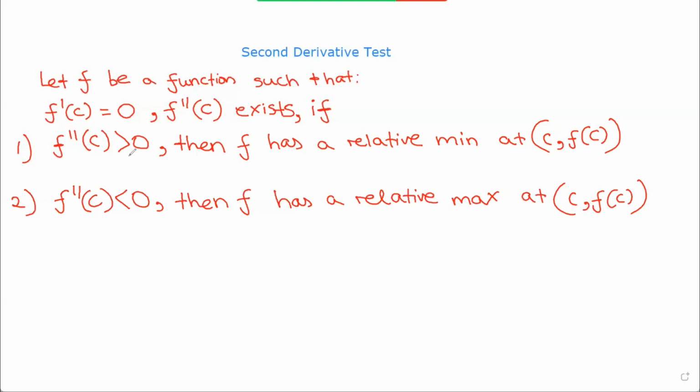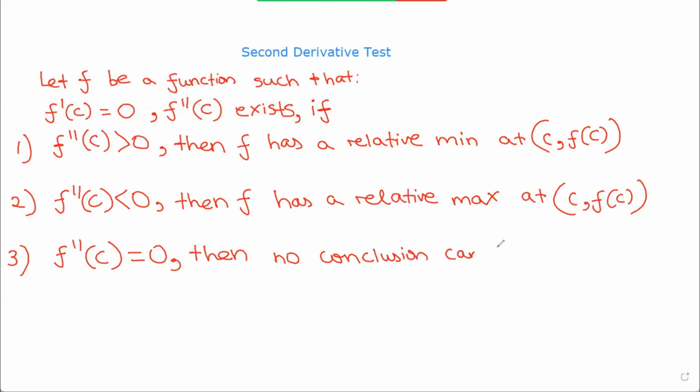Now finally, the third case is when f double prime of c is equal to 0. Then no conclusion can be reached. So these are the three conditions for the second derivative test. So now let's look at an example.